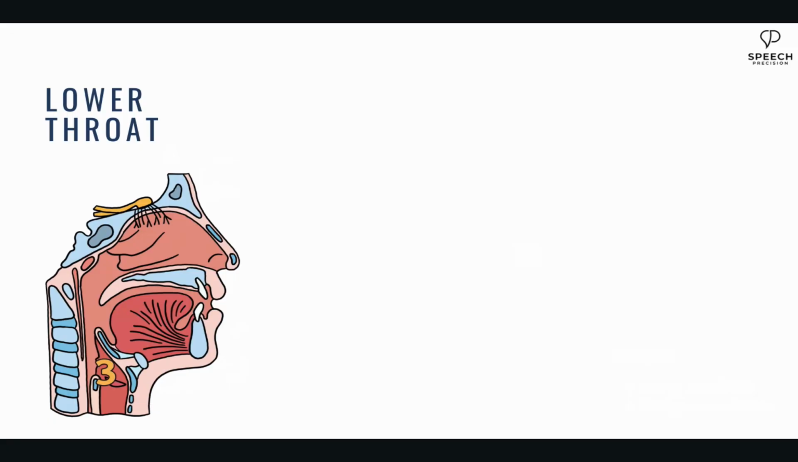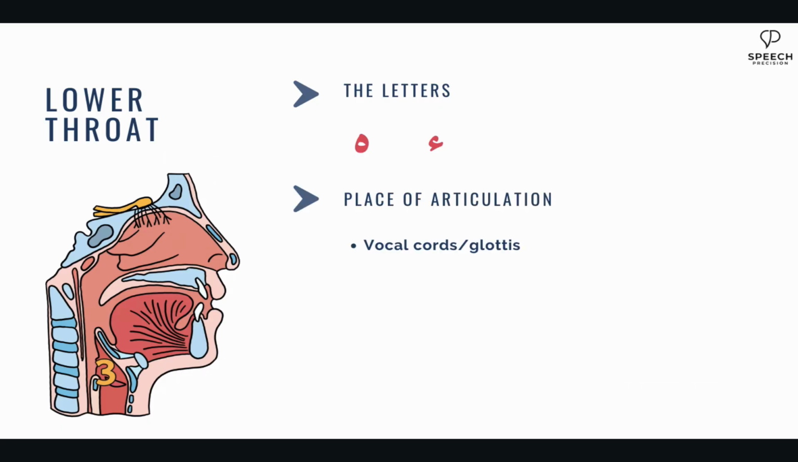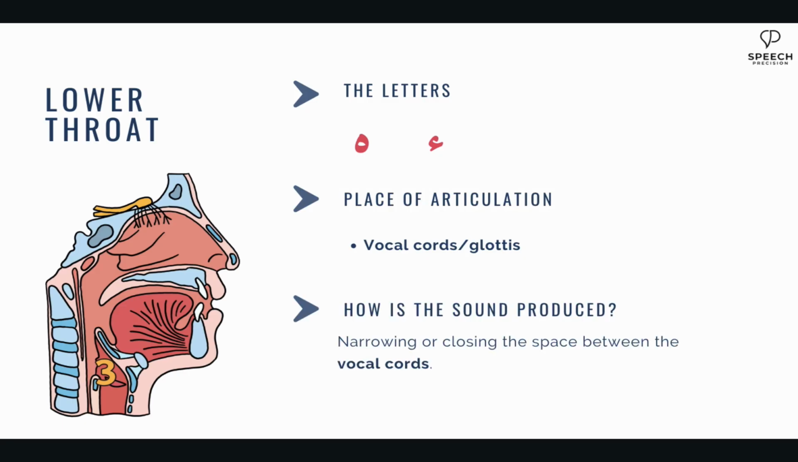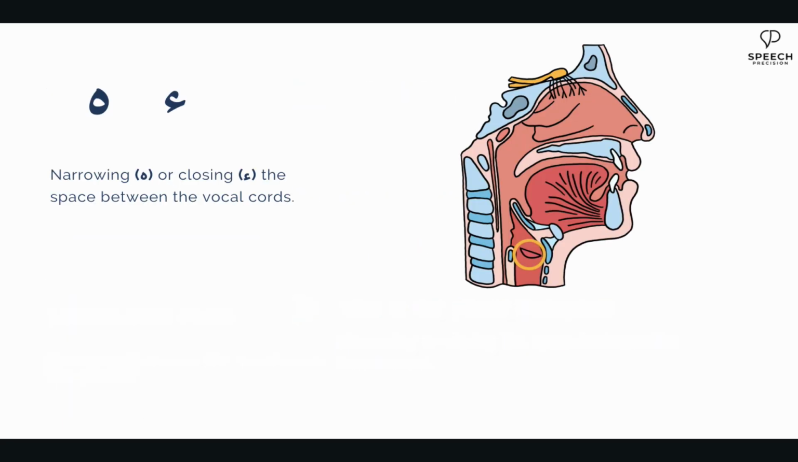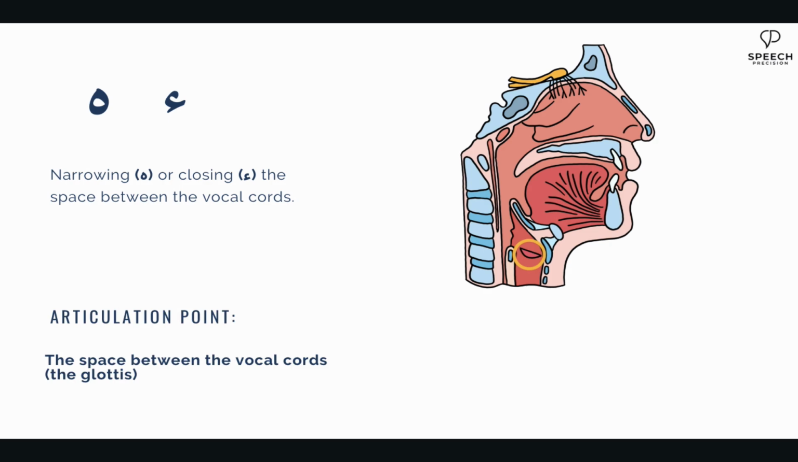The lower part of the throat. So the two letters that come from this part of the throat are the hamza and the ha. And these letters are produced at the level of the vocal cords. So we're concerned with what's happening at the glottis. The glottis is the space between the vocal cords. So these two letters are produced by narrowing or closing the space between the vocal cords. So the hamza and the ha have the same articulation point, the space between the vocal cords or the glottis. But what's happening at the glottis is what differentiates these two letters.